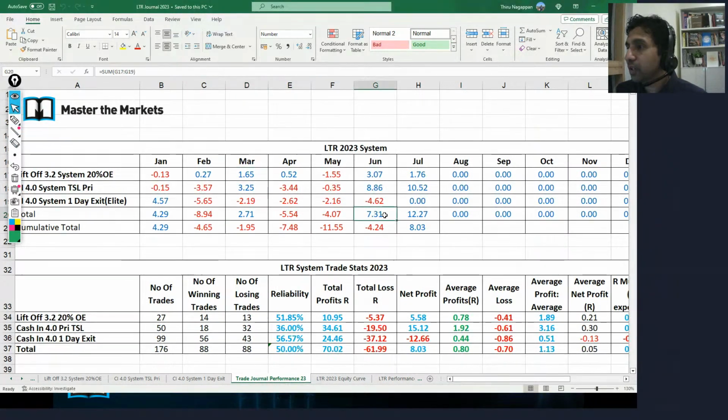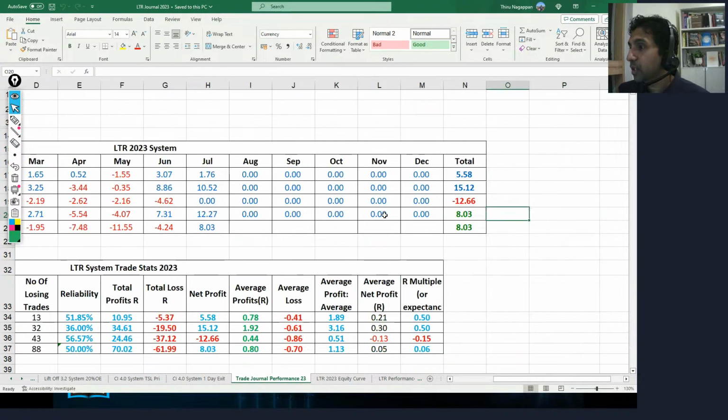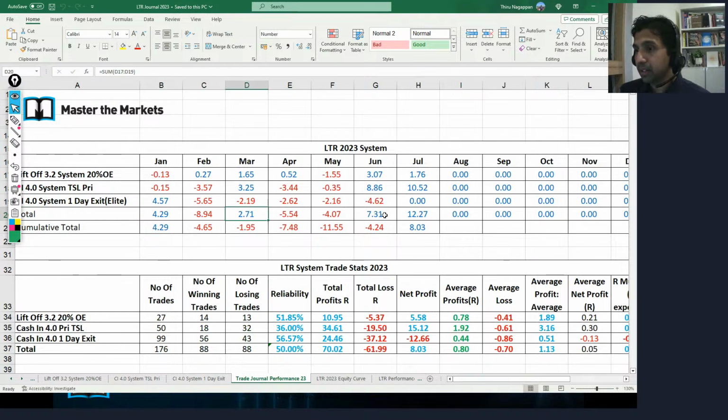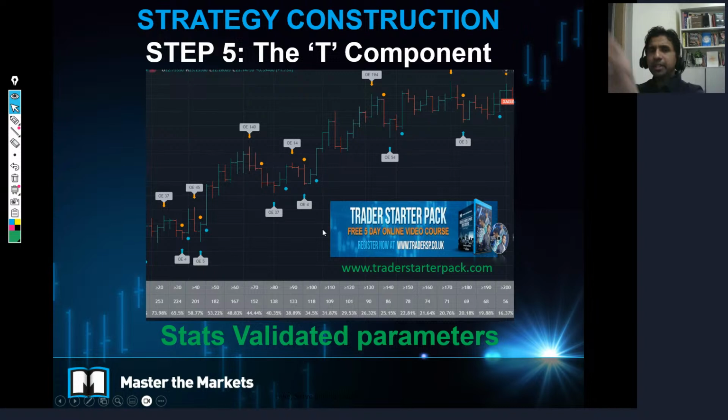And finally, so far for July, for this year so far, we are up 8.03%. And that is all based on this methodology and components on which we develop our strategies.